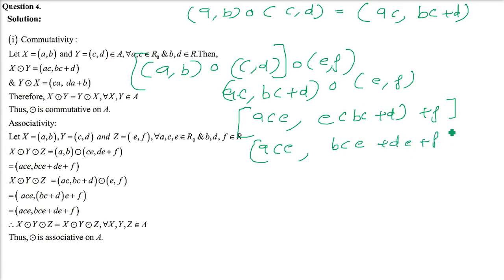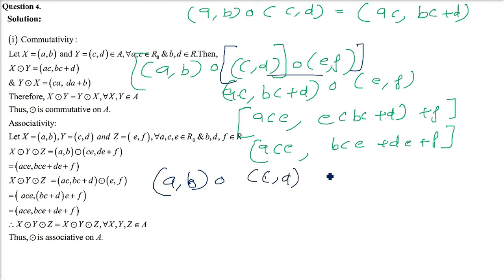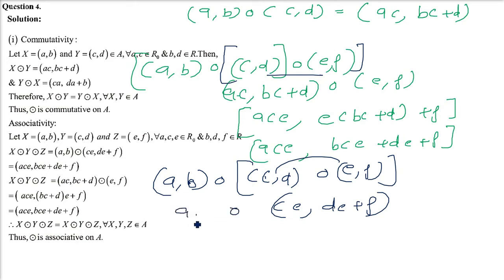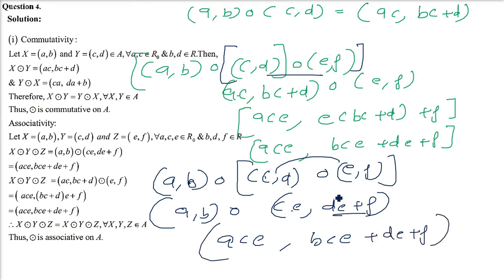Now we'll do the same thing, first taking (c, d) and (e, f). We are going to operate (c, d) and (e, f) first, then we will operate it with (a, b). So (a, b) operated with the result of (c, d) operated with (e, f). So (c, d) and (e, f) first: CE, then DE, and then you add F. (a, b) is also there. So A multiplied by CE, then B multiplied by CE, and then you add DE plus F. So BCE plus DE plus F. Now what do you see here? This term is equal to this term, and this is equal. So they both are equal. It is not commutative, but it is associative.